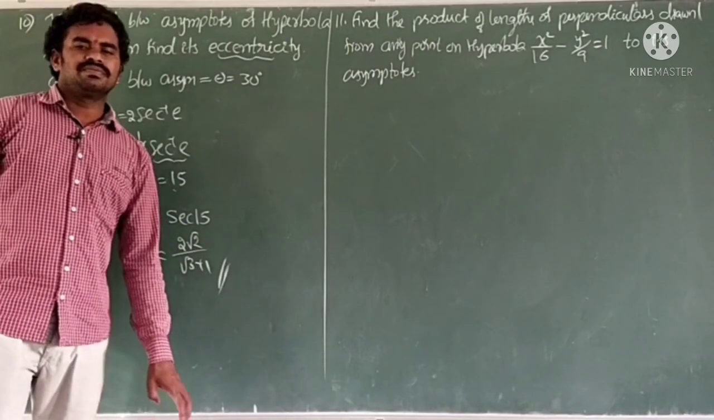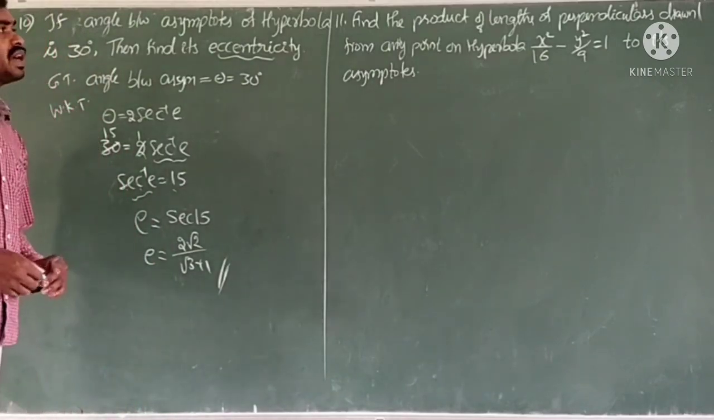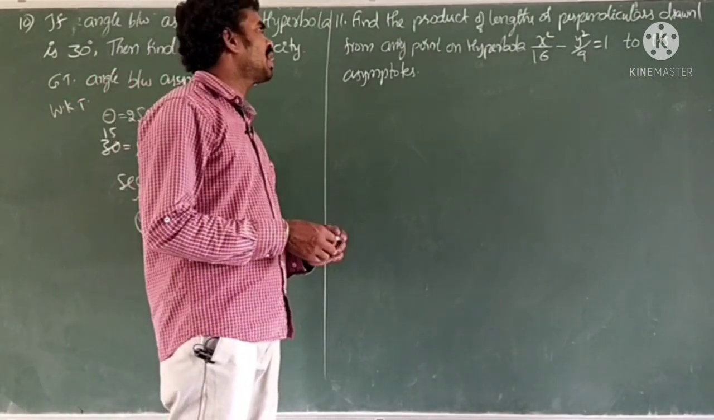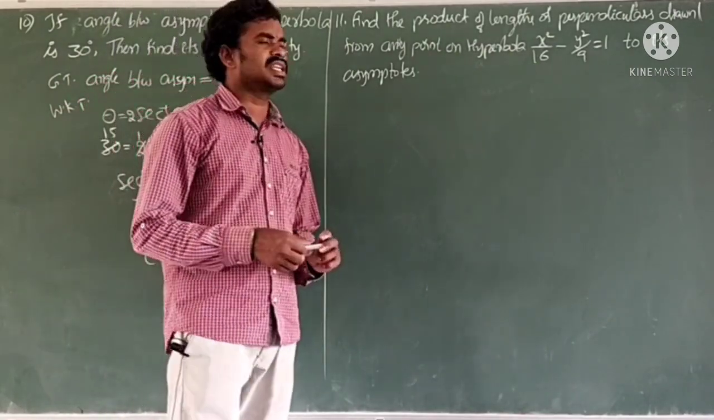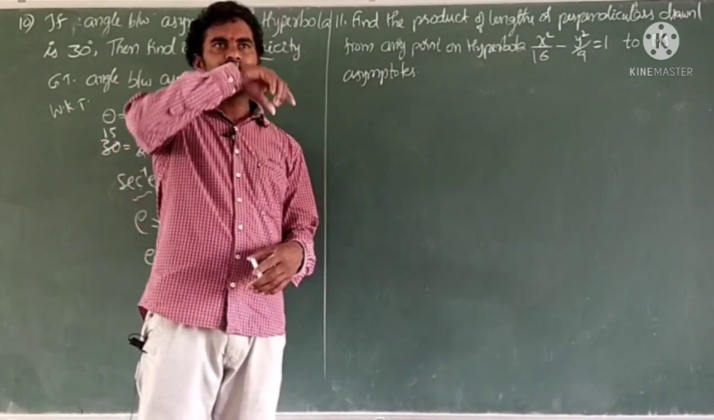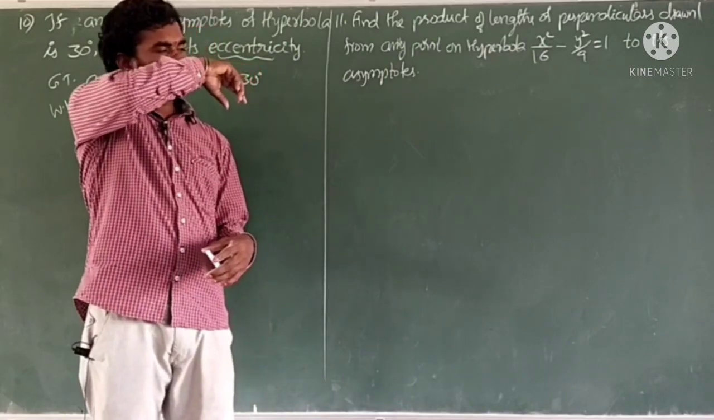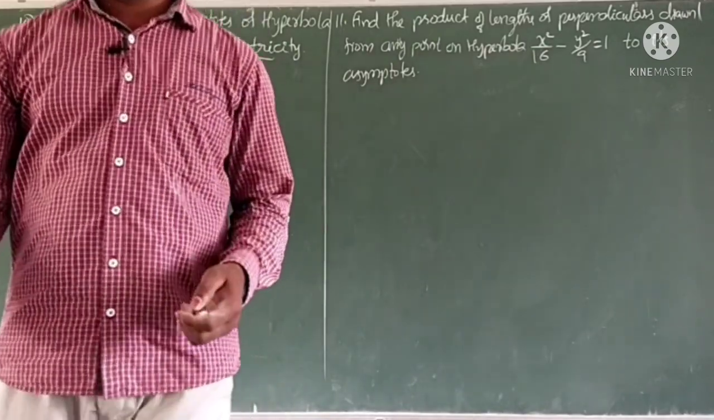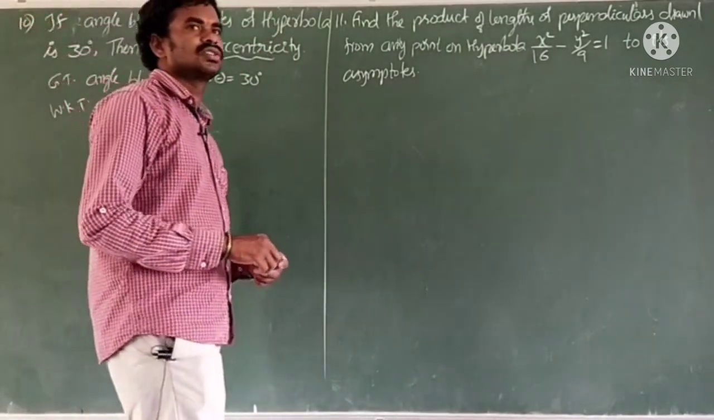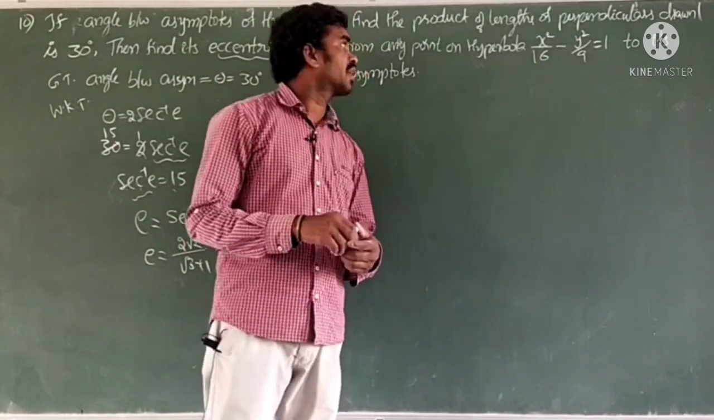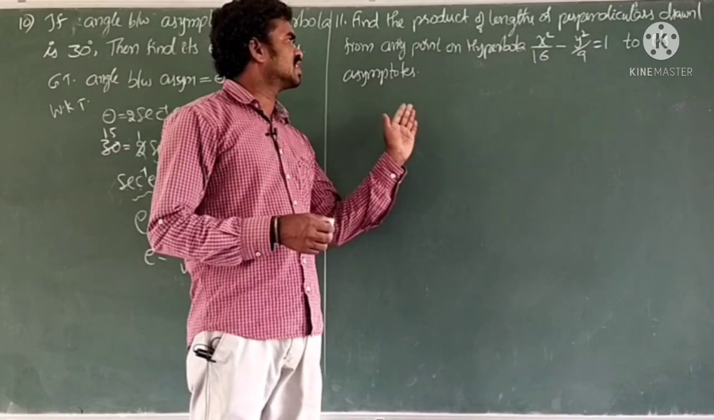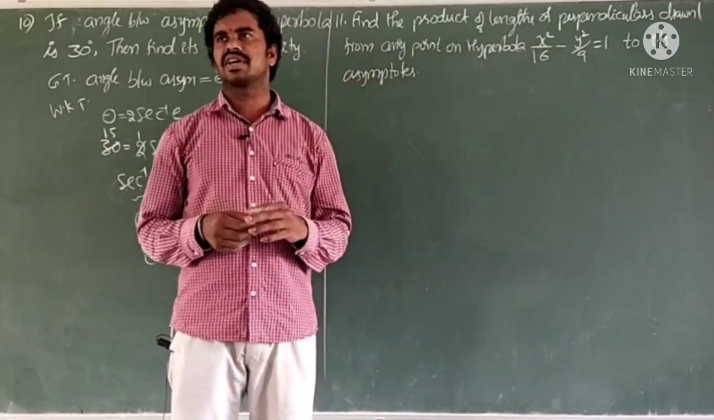Next, 11th question. Find the product of lengths of perpendiculars drawn from any point on the hyperbola x square by 16 minus y square by 9 equal to 1 to its asymptotes. Okay. For this question also a formula is given. So that is a square b square by a square plus b square. The product of lengths of perpendiculars drawn from any point on the hyperbola to its asymptotes is a square b square by a square plus b square.